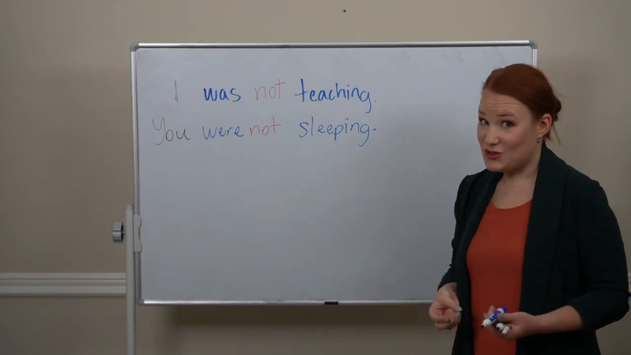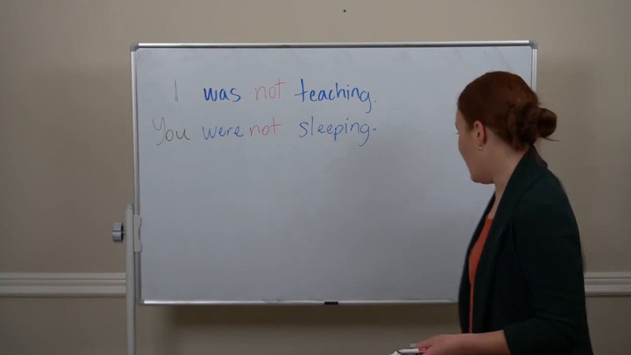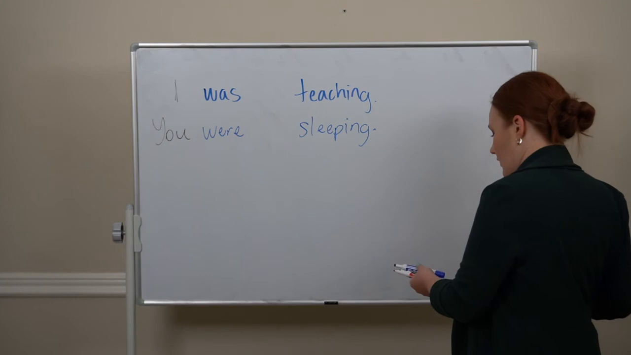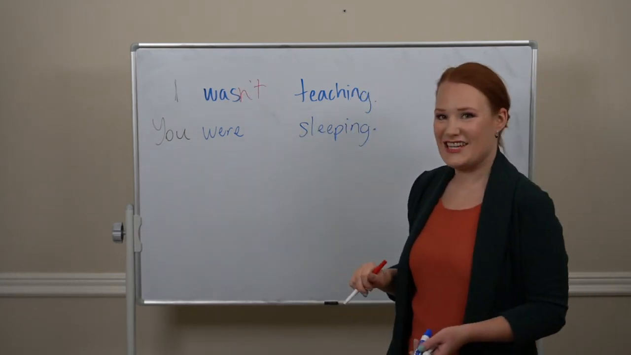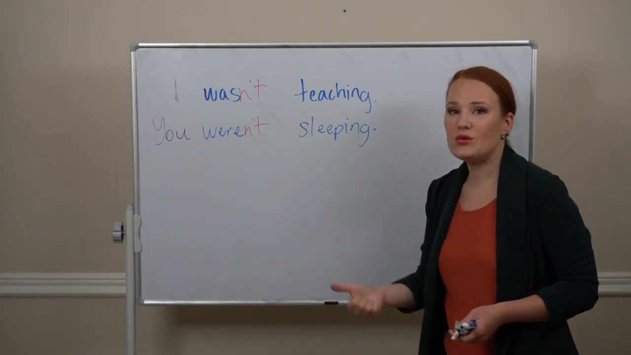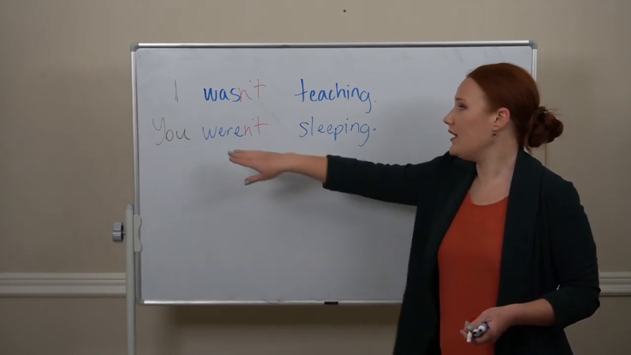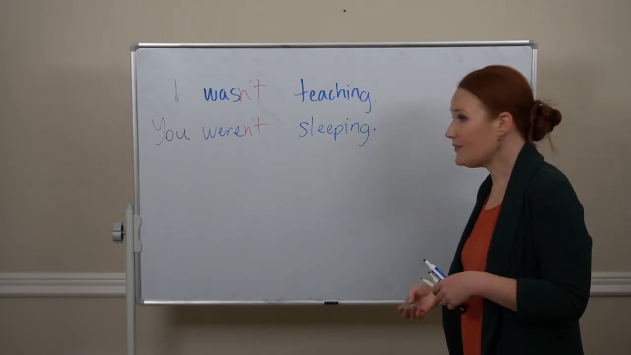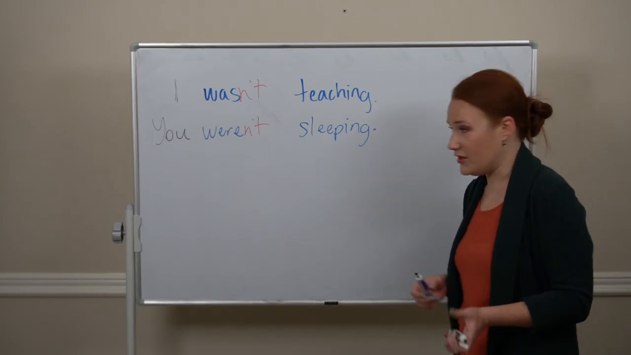And we can do contractions between our helping verb, our auxiliary verb, and not. So, I wasn't teaching. You weren't sleeping. He wasn't sleeping. She wasn't sleeping. It wasn't sleeping. We weren't sleeping. They weren't sleeping. And to make questions, we'll follow the same word order.